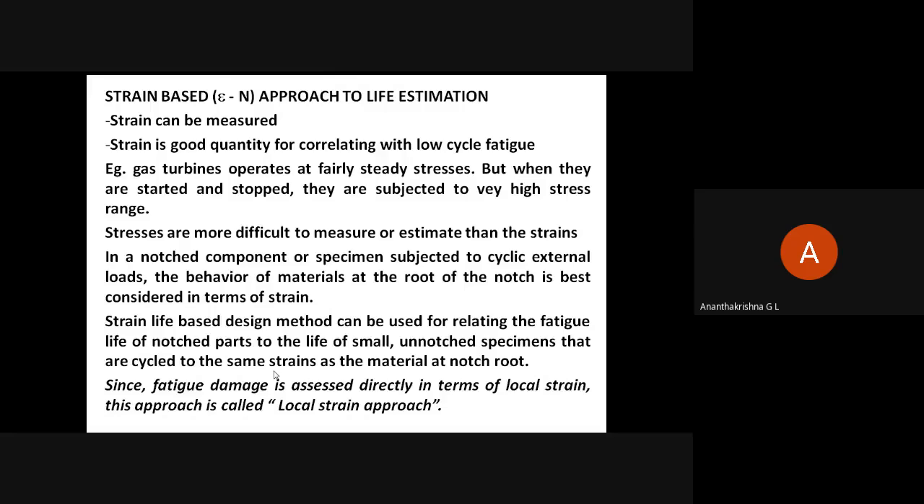In case of strain-based approach to life estimation, fatigue damage is assessed directly in terms of local strain. So local strain, that is at the root of the notch. That's it. Local strain. And this approach is called local strain approach.